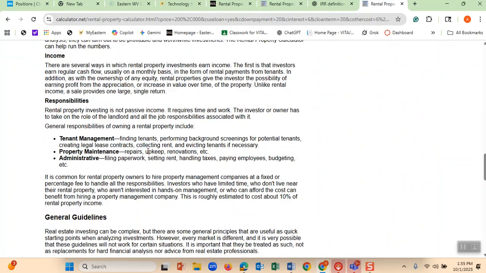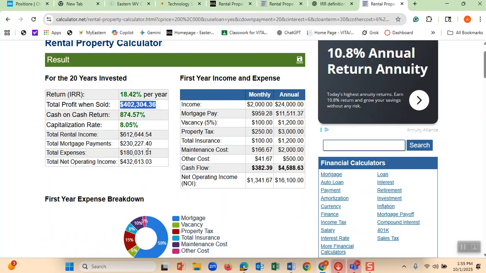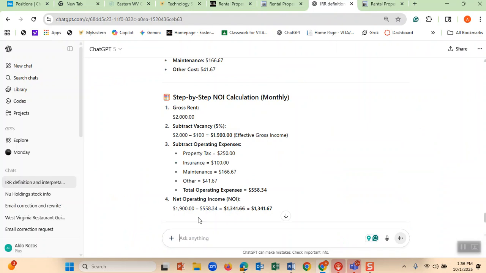And cash on cash return, there is an explanation at the bottom that will tell you what cash on cash return is. It depends on how much cash annually you put in and how much cash you get. And the capitalization rate, I asked ChatGPT what this is as well. Here you go, I go to ChatGPT and I ask, what is a capitalization rate in real estate?